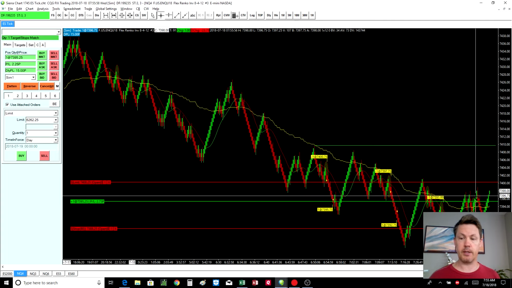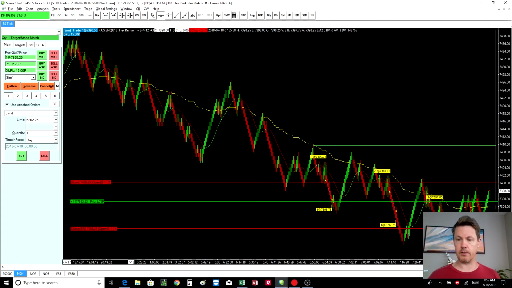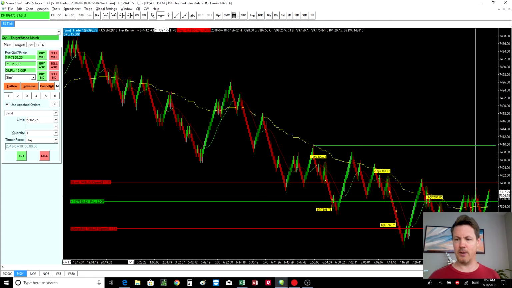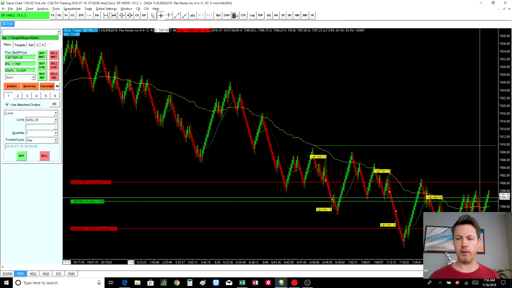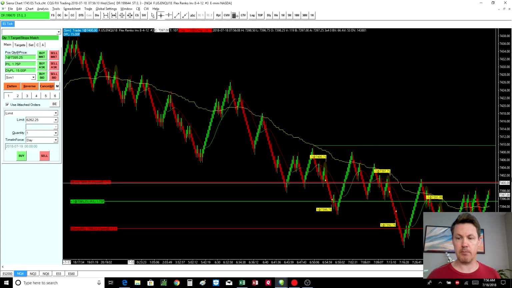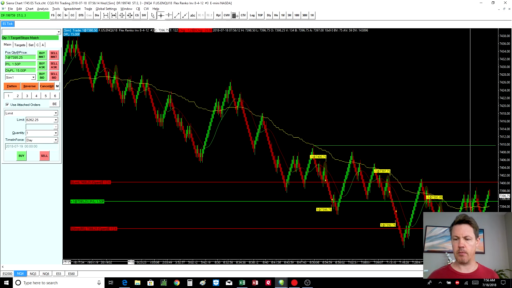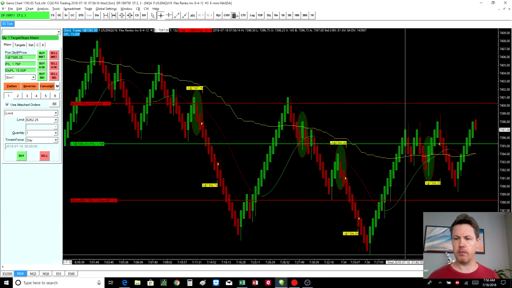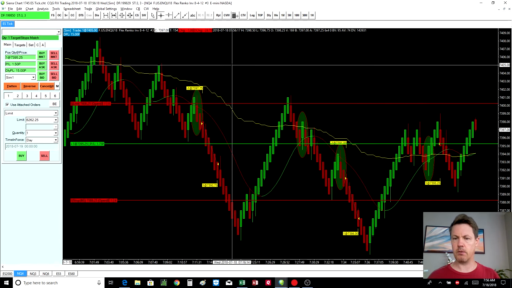They have to exit their positions when it fails to go down, which looks like it's doing now. And so you have a bunch of shorts that are running for the exits, meaning they're buying. They're closing those short positions. They're buying, and price quickly jumps up. At least that's what we're hoping for.